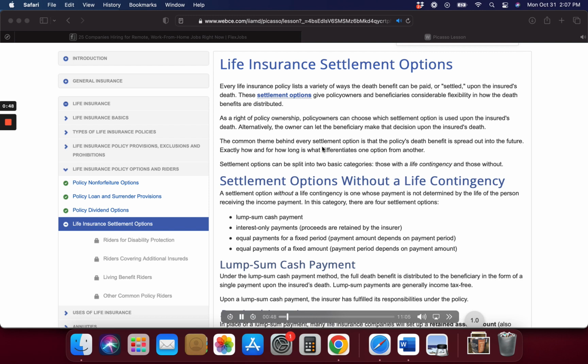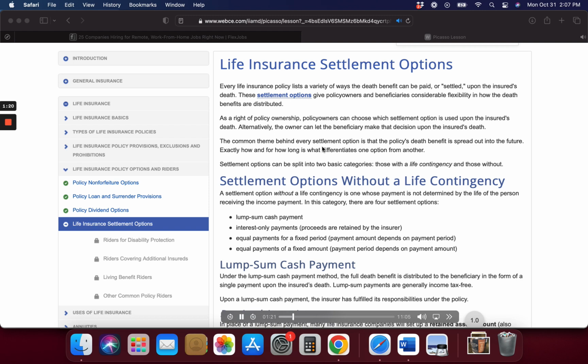Settlement options without a life contingency. A settlement option without a life contingency is one whose payment is not determined by the life of the person receiving the income payment. In this category, there are four settlement options. Lump sum cash payment. Interest-only payments. Proceeds are retained by the insurer. Equal payments for a fixed period. Payment amount depends on payment period. Equal payments of a fixed amount. Payment period depends on payment amount.